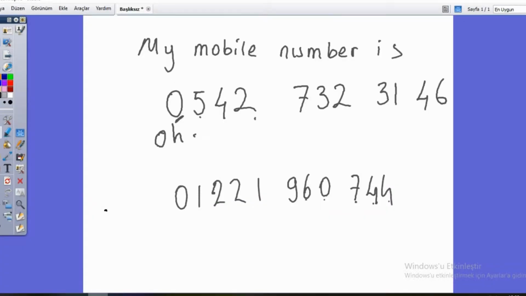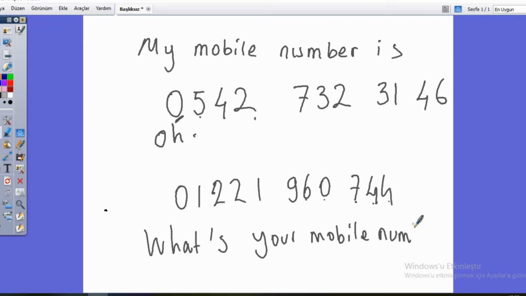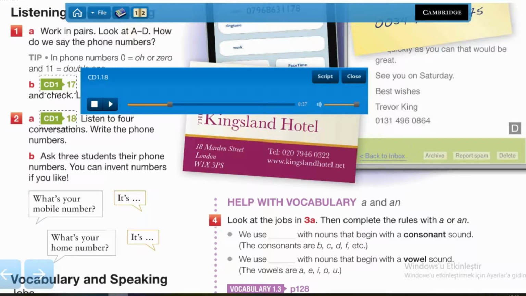Let's repeat the number. The question is, what's your mobile number? Let's repeat the mobile number. My mobile number is 01221 960 744. Now have a look at the second one.